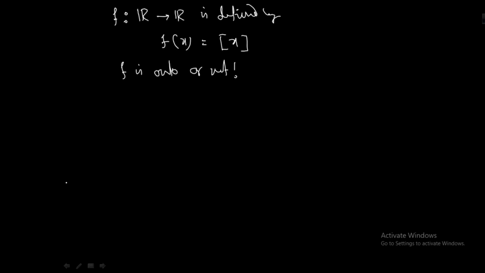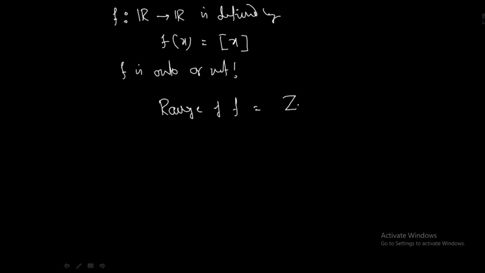Now try to find the range of this function. That means the image set, the collection of all images. So what will be the collection of all images? At least try. If you choose x equal to 0, then what will be the image of 0? Perfect.